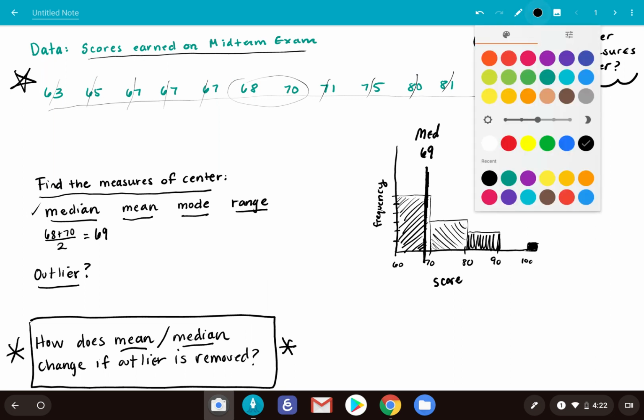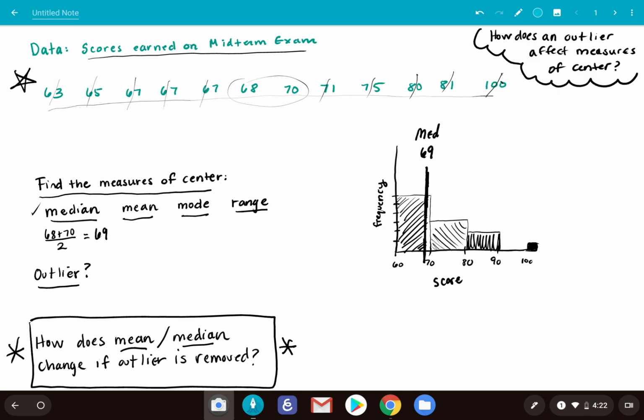Okay, and then what about the mean? The mean, I actually have to add all of these data points. I'm going to add all of them, and I'm going to divide by 1, 2, 3, 4, 5, 6, 7, 8, 9, 10, 11, 12. So I'm going to add, and then I'm going to divide the sum by 12. So let's go ahead and add them up. You just grab a calculator and start adding up your data.